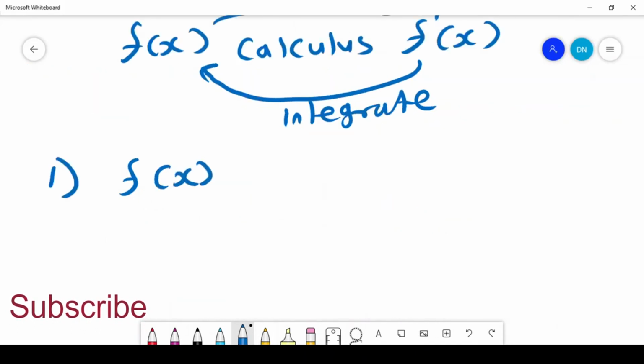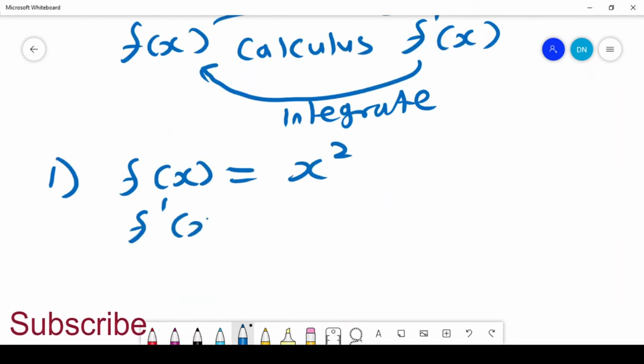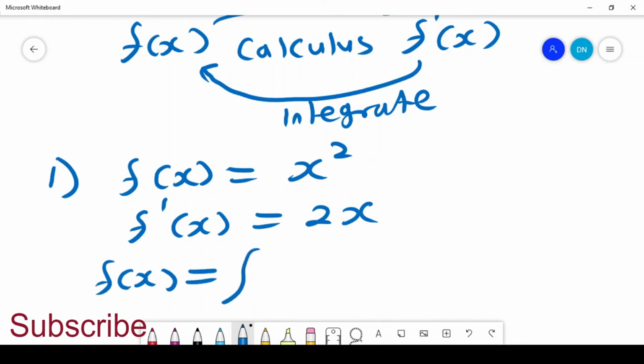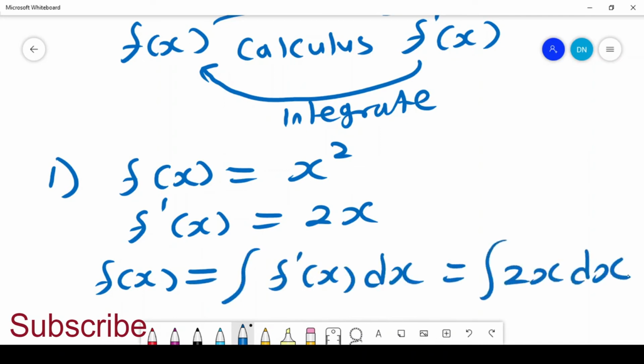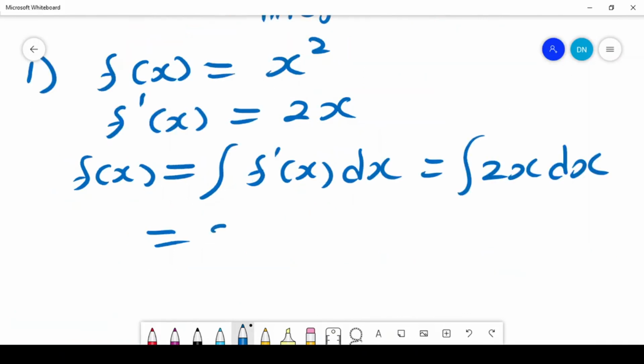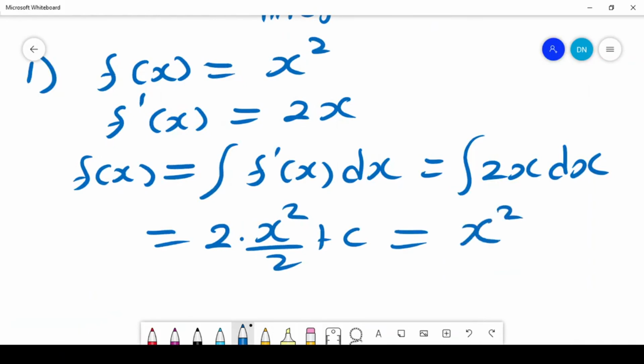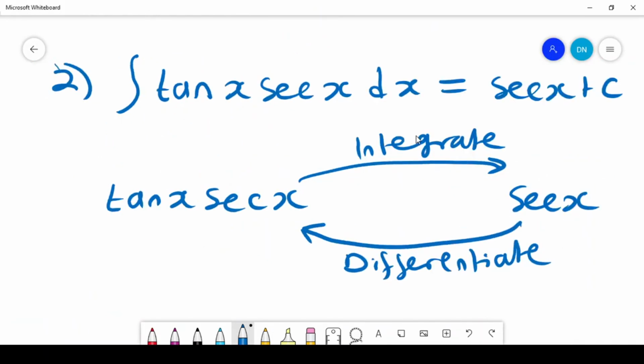Given f of x equal to x squared, the first derivative of that will give us 2x. So for us to get the original function, f of x will be equal to the integral of f prime of x dx, and that is the integral of 2x dx. On integration, we'll get 2x squared over 2 plus c, which is x squared plus a constant.